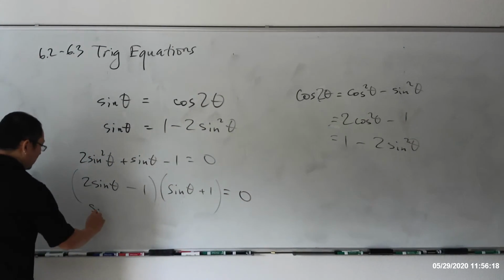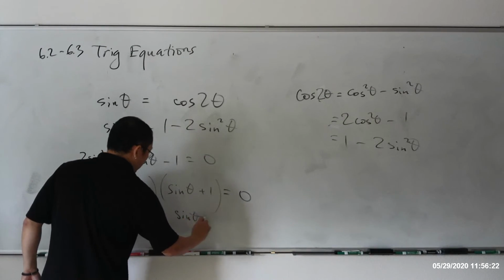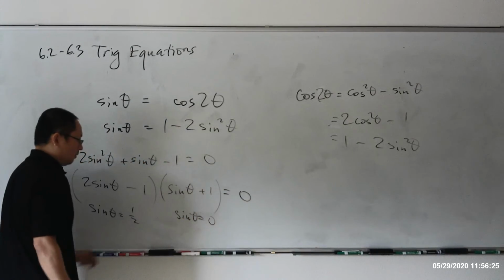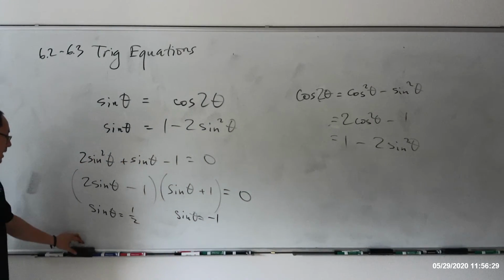The first one means what? Sine theta equal to 1/2. Second one means sine theta equal to -1, I'm sorry. Then what angle makes sine equal to 1/2?